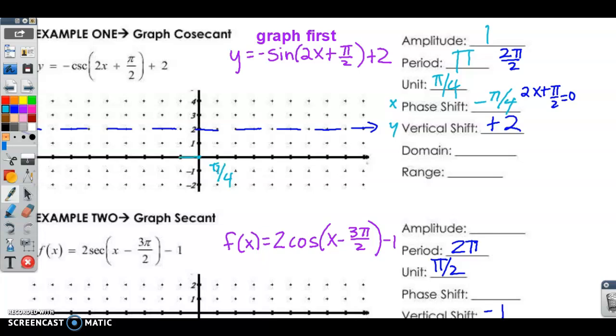Left pi over 4 and up 2. So there it is. And let me put a little circle around it in purple. Why is that not working? There we go.